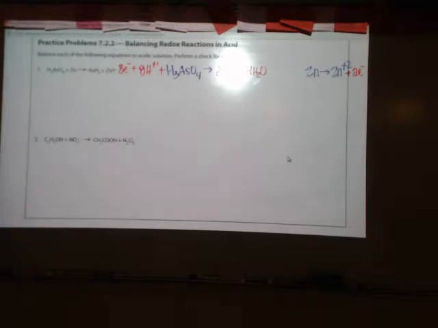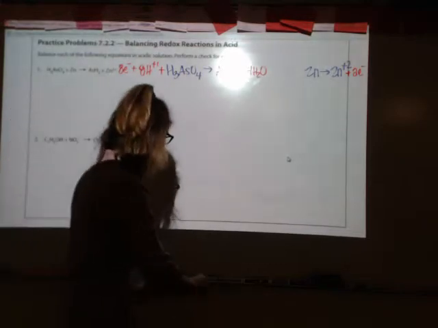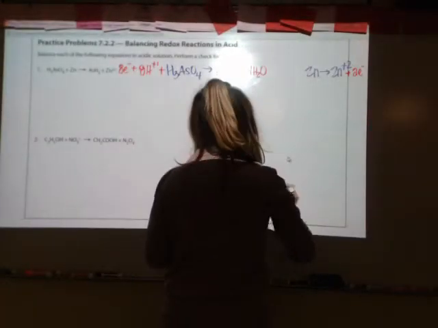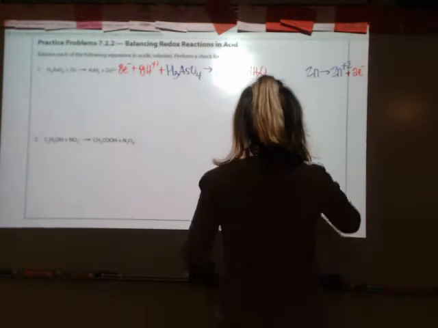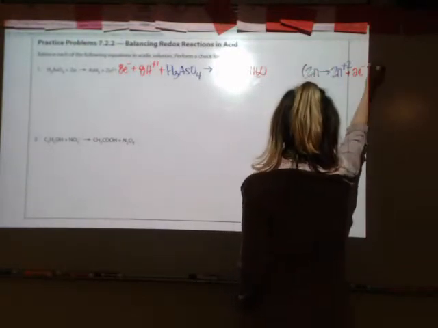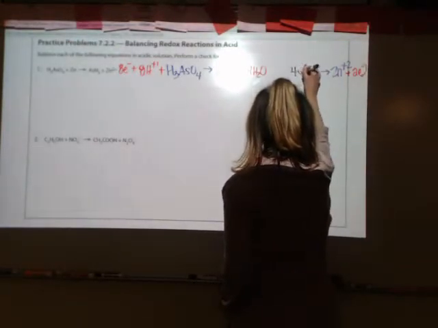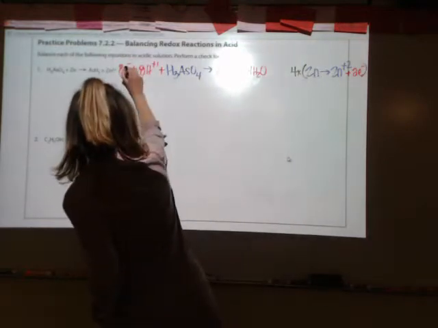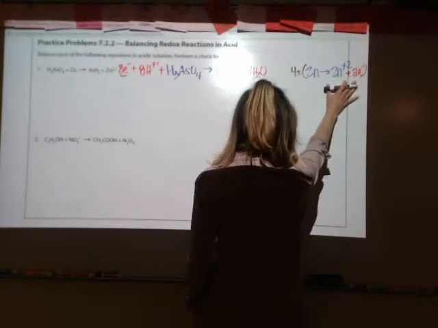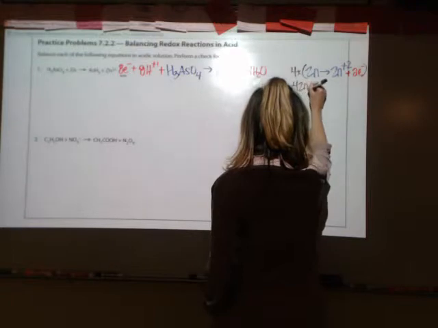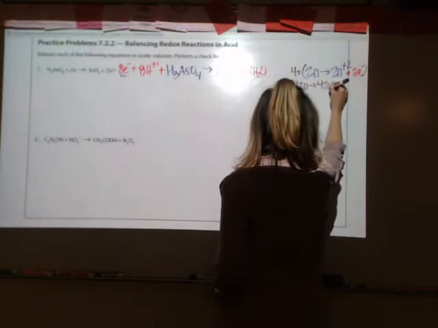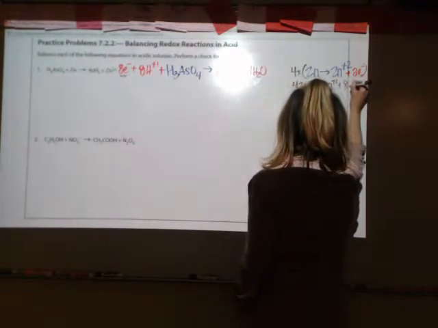Okay. Now, do I have the same number of electrons? No. So what does that mean? You would multiply by 4. You would take this entire thing and multiply by 4. Because you have 8 electrons here, you need to have 8 electrons here. So this becomes 4 Zn going to 4 zinc ions and then 8 electrons.